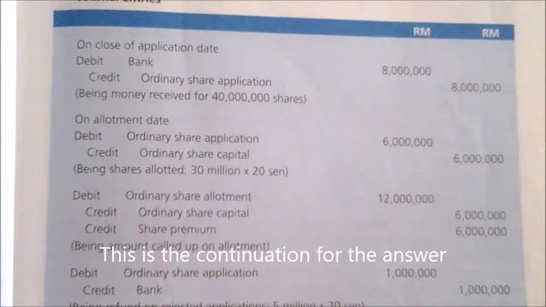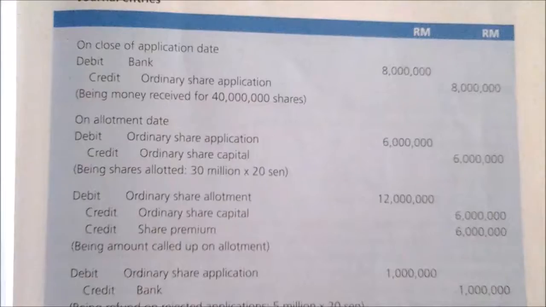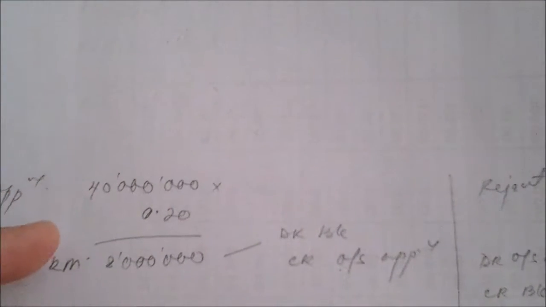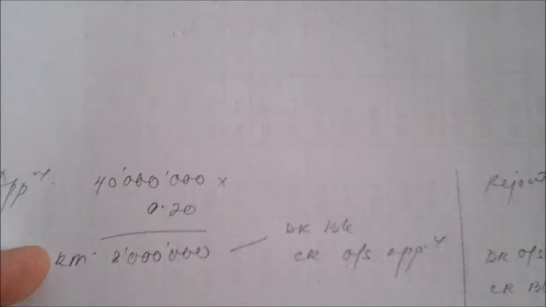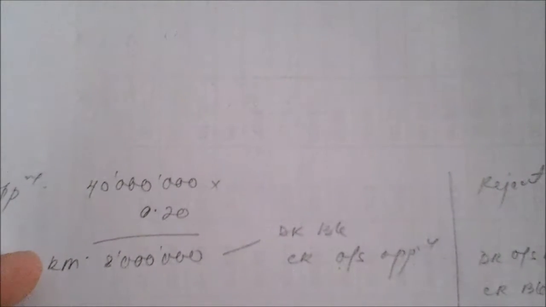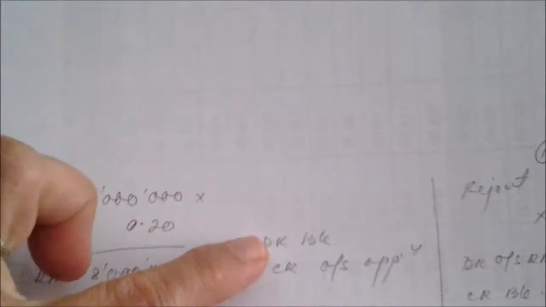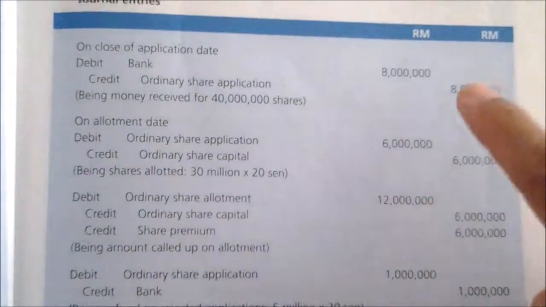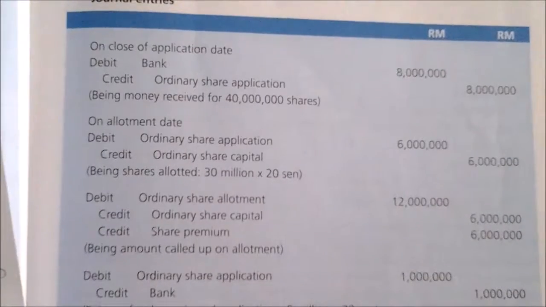Now we come to the answer. How do we go about it? In the first procedure, all applicants have to make a payment of 20 cents. 40 million have applied and paid 20 cents, so we will receive 8 million. For this 8 million, we debit the bank and credit the ordinary shares application account.